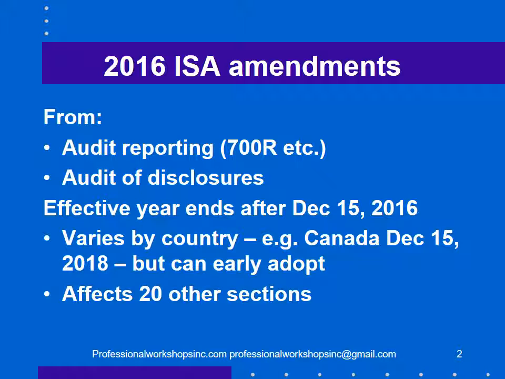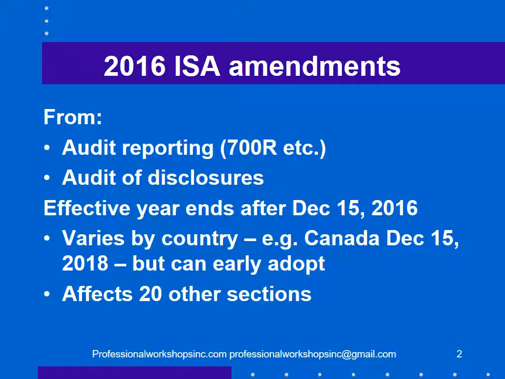Now, there are a number of 2016 ISA amendments, and these flow from the audit reporting changes, sections 700, 701, and so on, and from the project on audit of disclosures, though there isn't a section in professional standards called audit of disclosures. Rather, what they have done is in virtually every section where disclosures could be a subject, they've inserted wording to talk about how one would audit the disclosures.